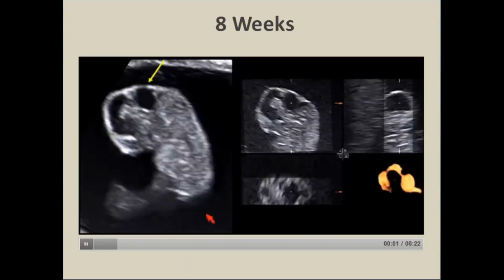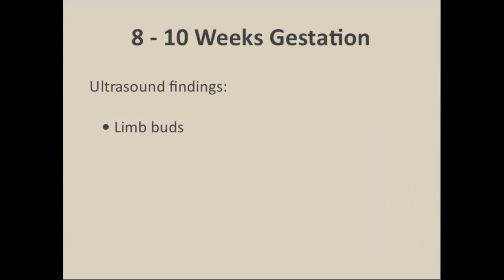So at 8 weeks gestation, this is a sagittal view through the fetus. We can see that rhombencephalon here, the posterior aspect of the brain, as well as the fluid-filled structure of the anterior aspect of the brain. And this is just a 3D reconstruction of the fluid-filled aspects of the developing brain with the rhombencephalon and then the cerebral hemispheres. Also between 8 and 10 weeks gestation, we begin to see the limb buds.